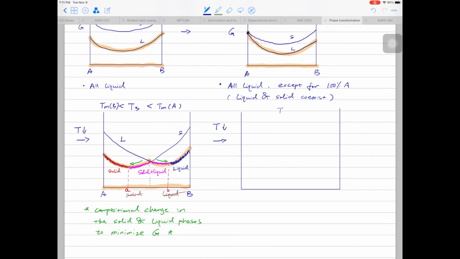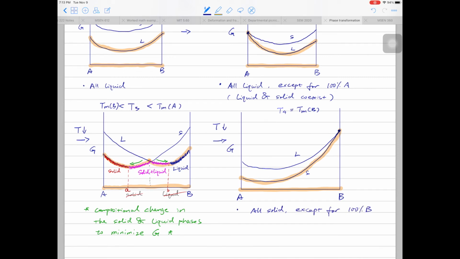Let's further reduce the temperature to the melting point of B. This should be pretty straightforward and very similar to the scenario at T2. Here are the Gibbs free energy curves for the liquid and the solid phase. Again, across the compositional space, the Gibbs free energy of the solid phase is lower than that of the liquid phase. So the system will be solid except for the point where we have 100% B. When the composition is 100% B, both the solid and the liquid phases coexist.